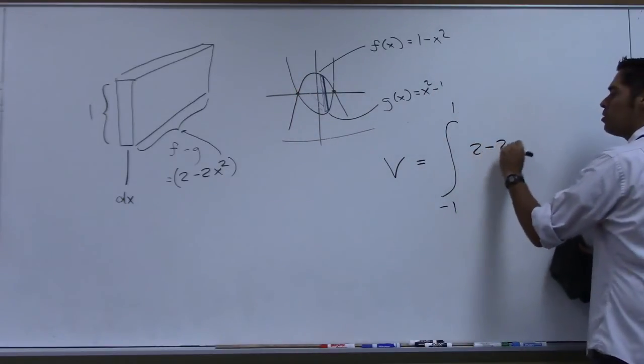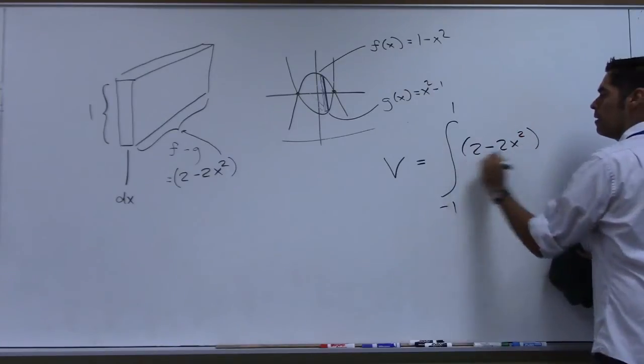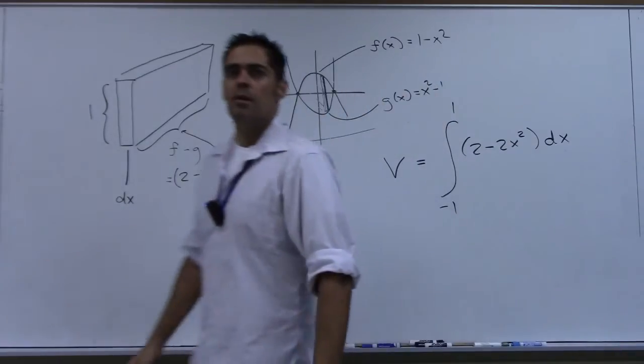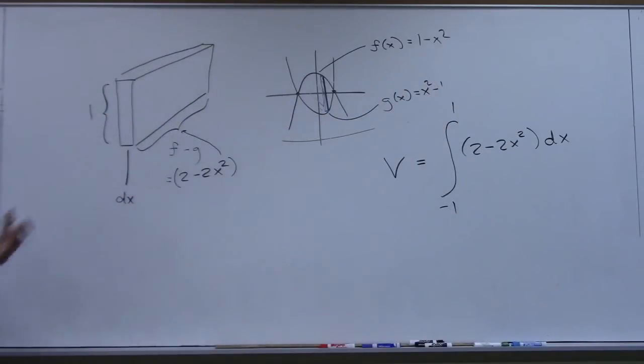2 minus 2x squared dx times 1, but I don't really need it, do I? So you see this formula, that's it. There's nothing more to do.